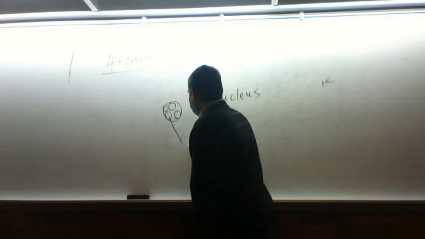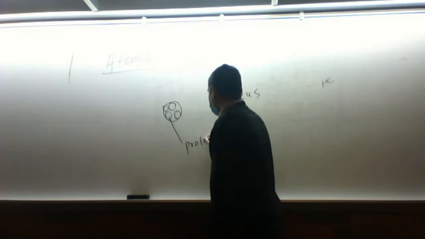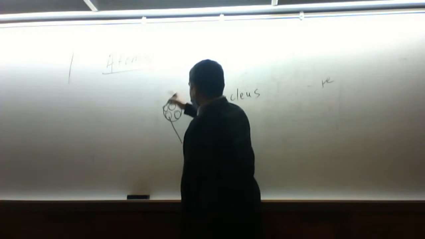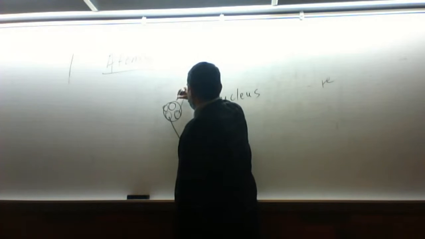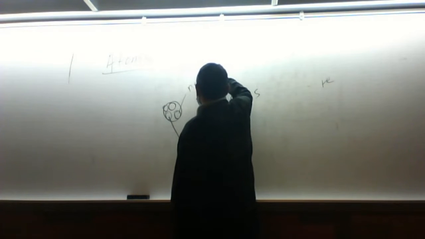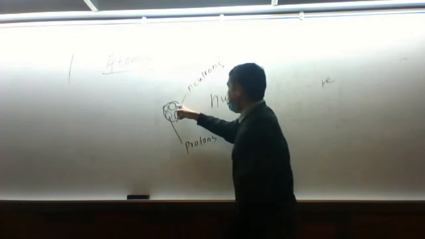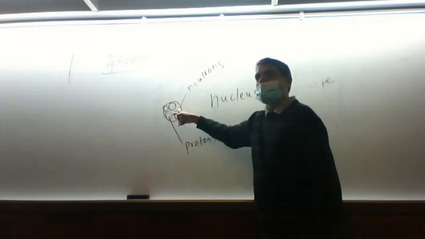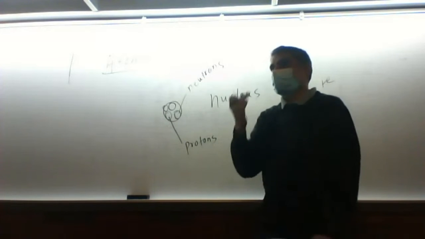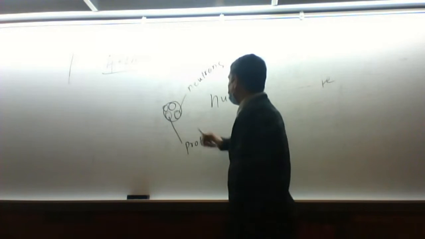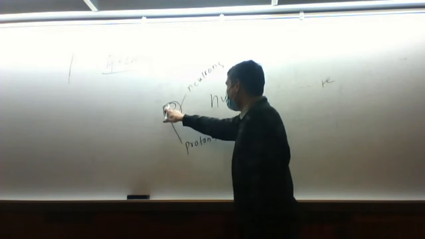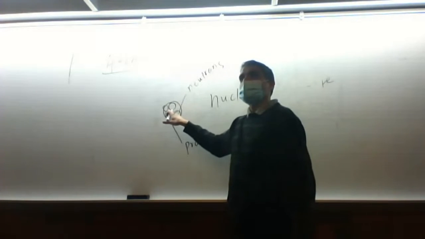So these are protons, and these two are protons, and these two are neutrons. So what is this one? This is the nucleus, right? This is the center of the atom. And then what is in that nucleus? In that nucleus, there are some protons and there are some neutrons.